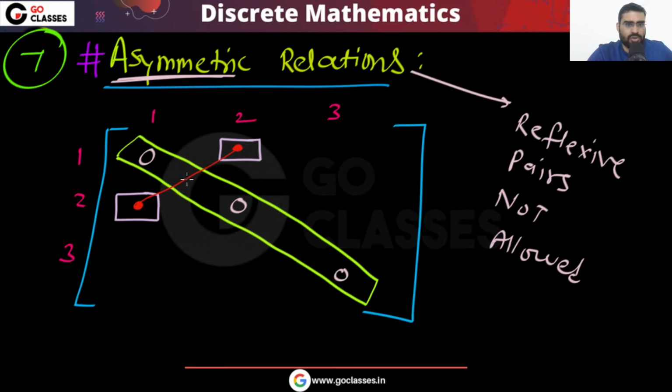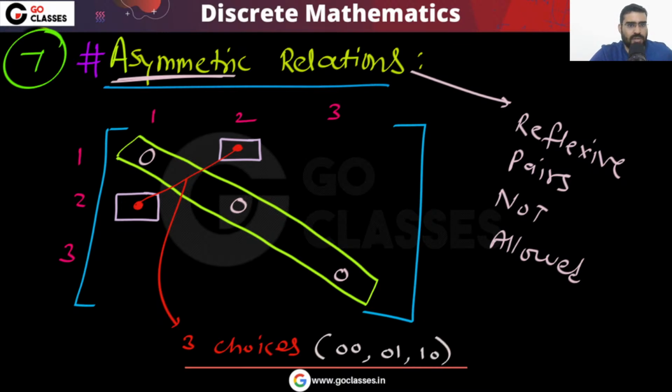So let me tell you, this combination has a total of 3 choices. What are the 3 choices? Both can be 0, or one can be 0 and the other 1, or one can be 1 and the other 0. So remember, this combination has 3 choices.